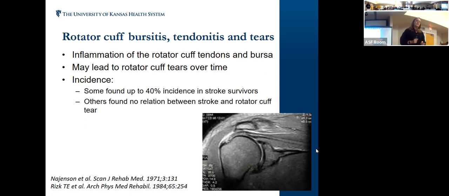Some studies found that it was fairly common, up to 40% incidence in stroke survivors, but then other studies found that there wasn't really a relationship. So I think sometimes it depends on who they actually recruited into their studies. I think it's not as common as just that regular subluxation where your arm's just kind of hanging down.